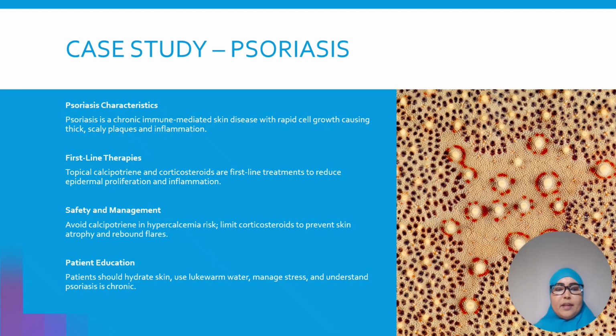For patient education and safety management, avoid calcitonin in hypercalcemia risk. It will increase the calcium in the system. Limit the corticoid to prevent skin atrophy and rebound flares.